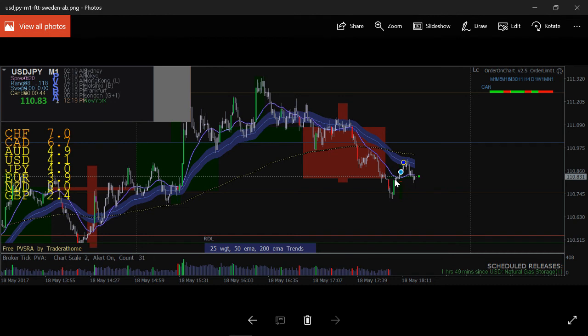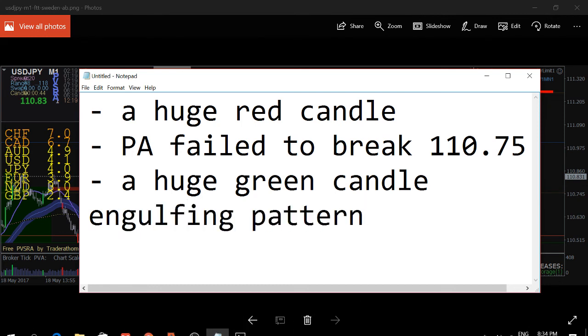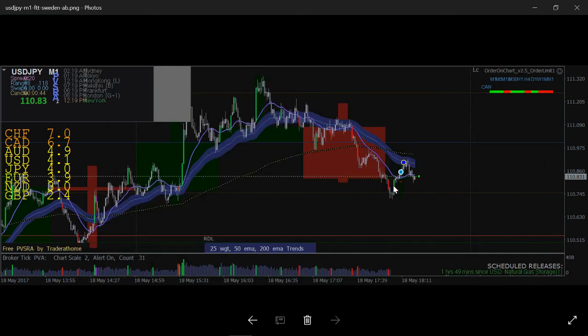So why didn't I open immediately after? Because I noticed that this green candle was about the same size as this red candle. Usually I'm looking for an engulfing pattern, where the green candle would be a little bit bigger than the red candle, which in this case I didn't have, so it was not ideal. That's why I didn't enter immediately and started to wait a little bit more to see where it was going.